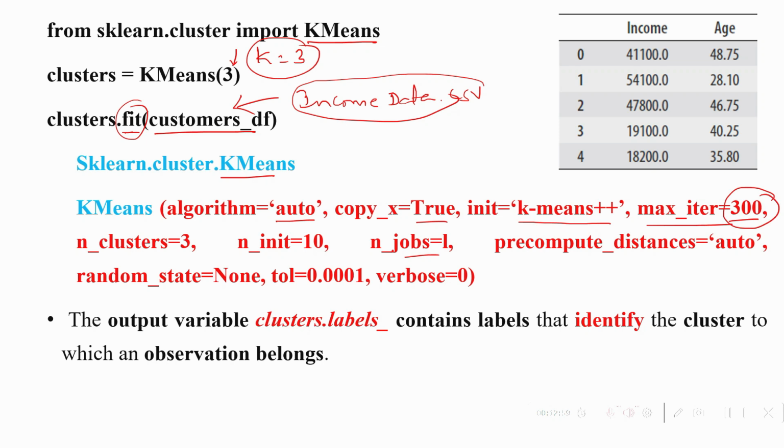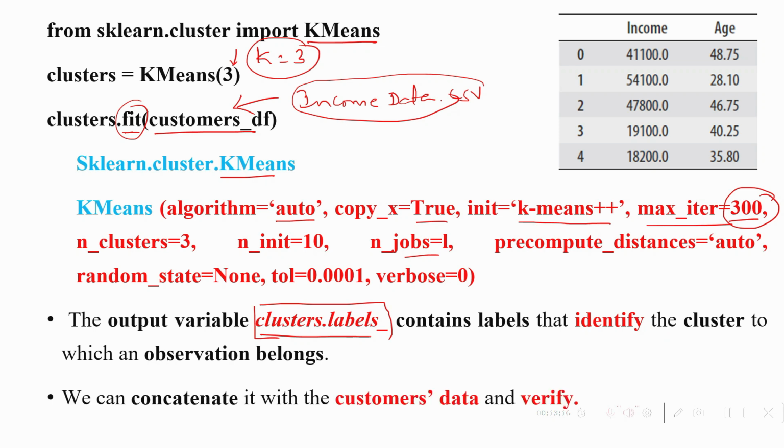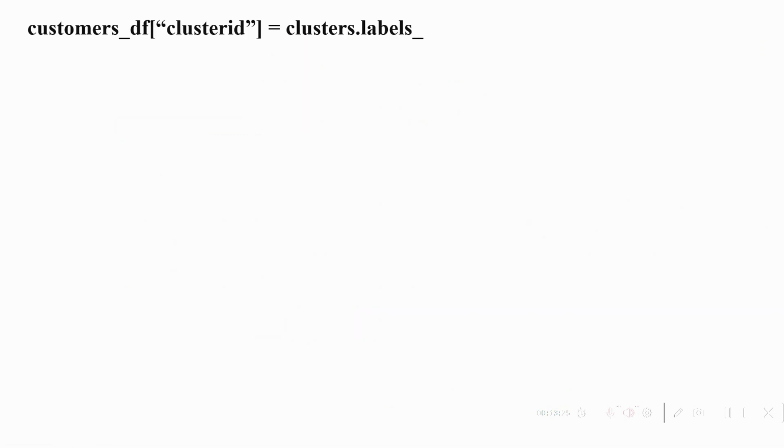The output variable is clusters dot labels underscore. It contains the labels that identify the cluster to which the observations belong. We can concatenate it with the customers data and verify the corresponding class label or cluster label. So here customers underscore df of cluster id equal to the corresponding clusters dot labels. This is our output label, clusters dot labels, that is assigned to cluster id.